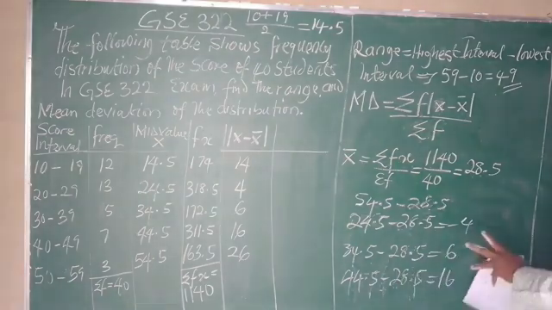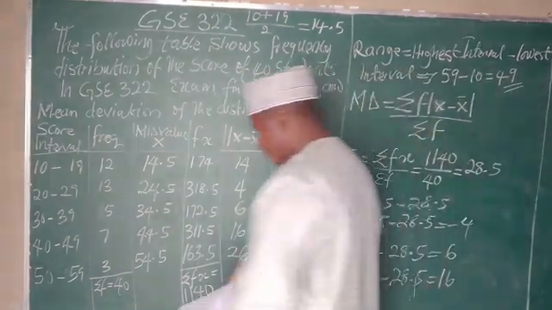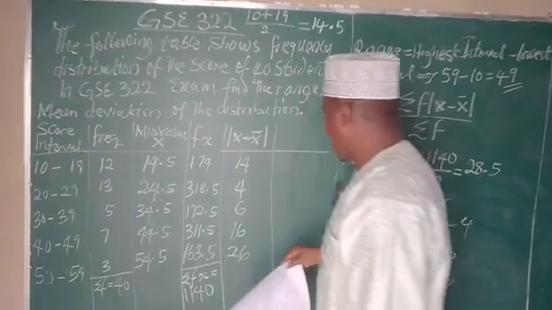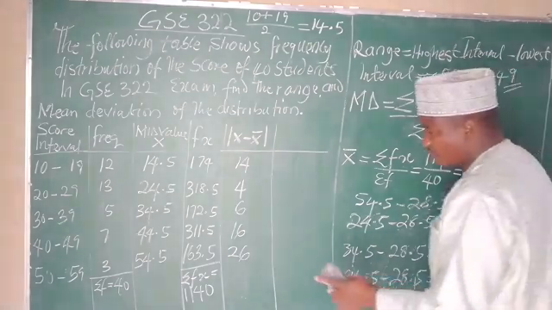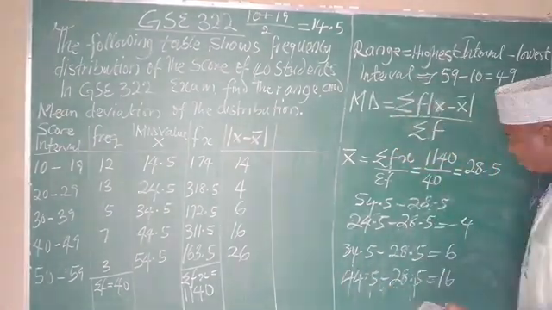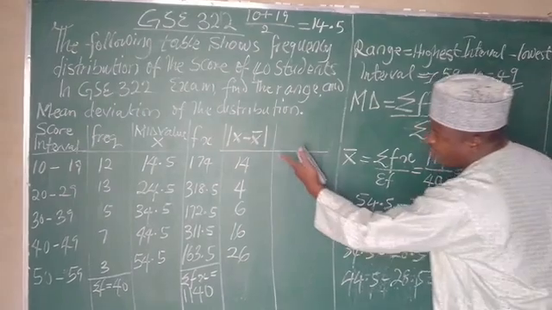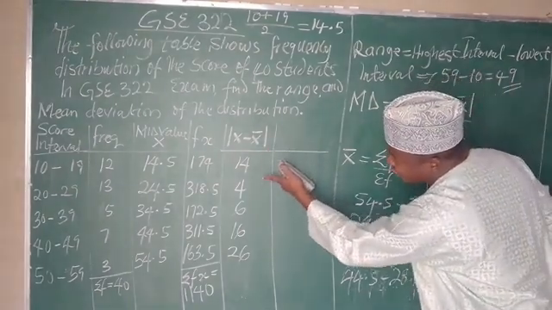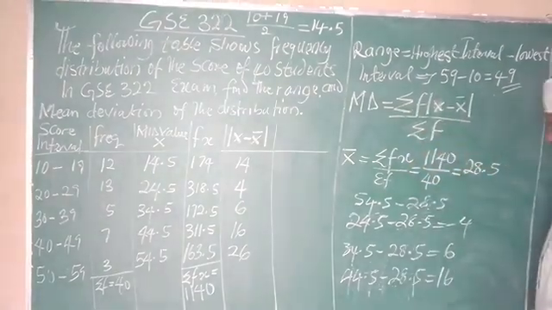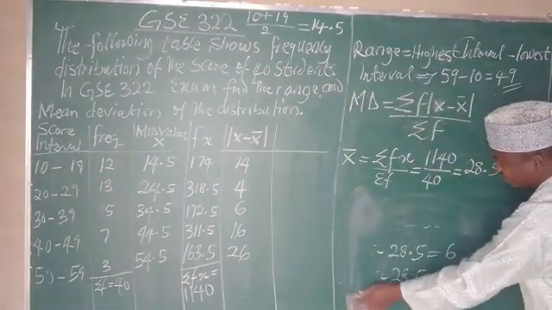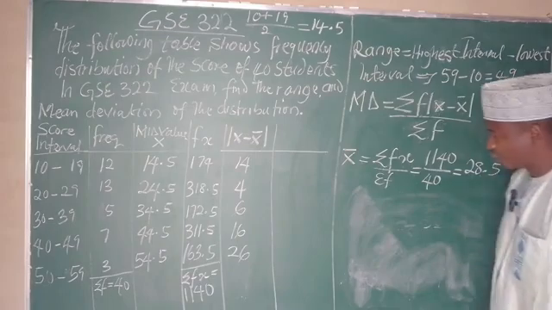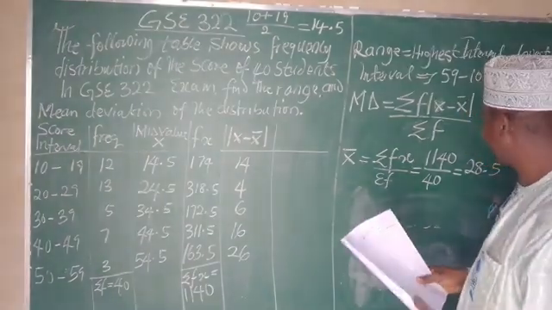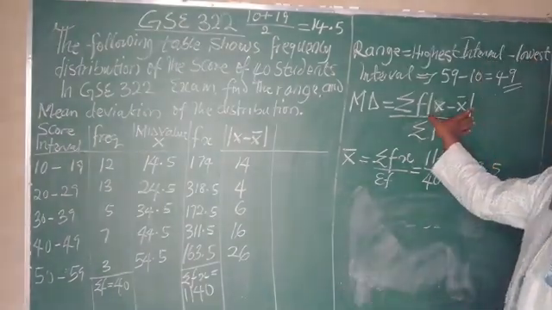So we have now gotten our deviation. We have gotten the column for the deviation. So now, what next?